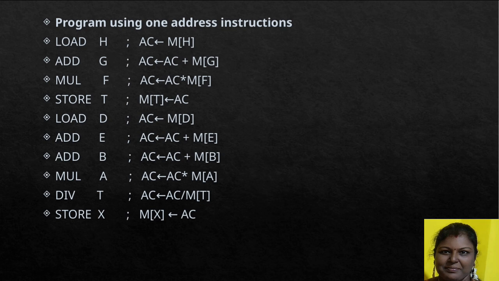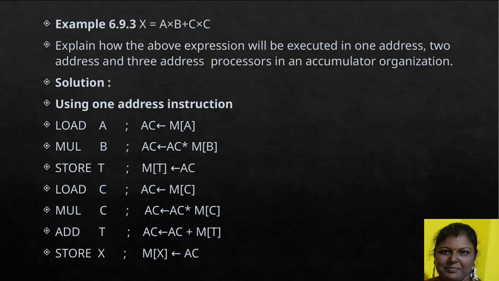Let's look at how the expression X equals A times B plus C times C is executed in different processor types using an accumulator organization. For a one-address processor, we start by loading A into the accumulator, multiply it by B, and store the result temporarily. Then, we load C, multiply it by itself, add the previous result, and finally store the sum in X. This step-by-step approach shows how the accumulator handles operations sequentially with minimal addressing.